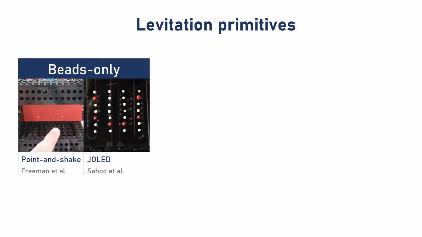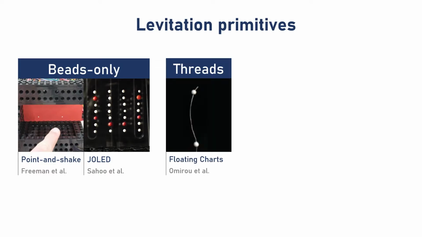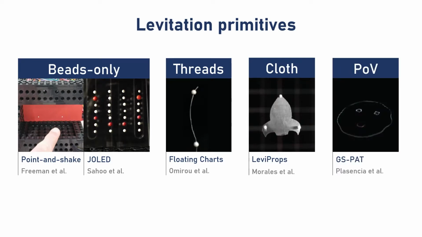Based on previous work, we identified 4 approaches for displaying acoustic levitation-based content. We refer to those as levitation primitives. The most common approach is to use individual beats to display interactive physicalized content. Such beats can also be connected via threads, for instance to use them for physicalized data visualization as shown in floating charts. Beats can also be attached to cloth or used in a persistence of vision-based approach. Those works demonstrated the feasibility of each of the primitives.